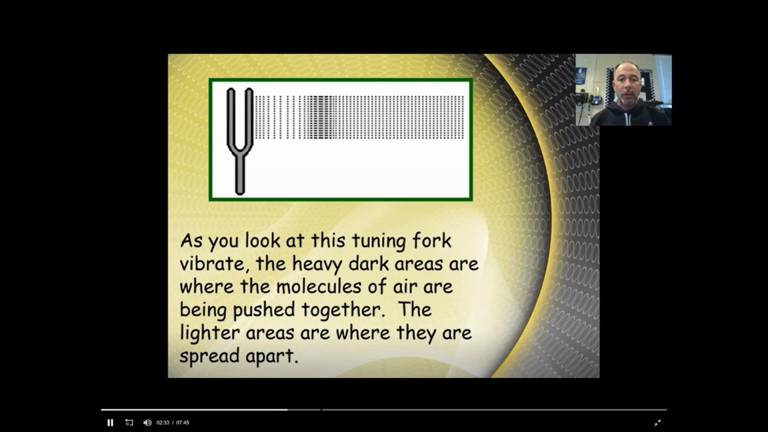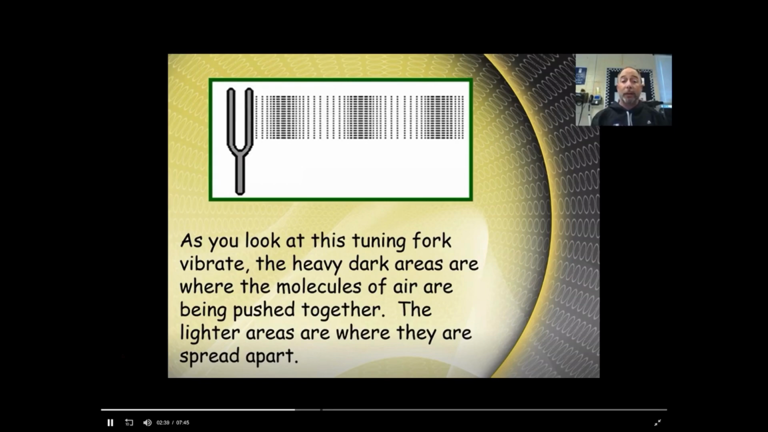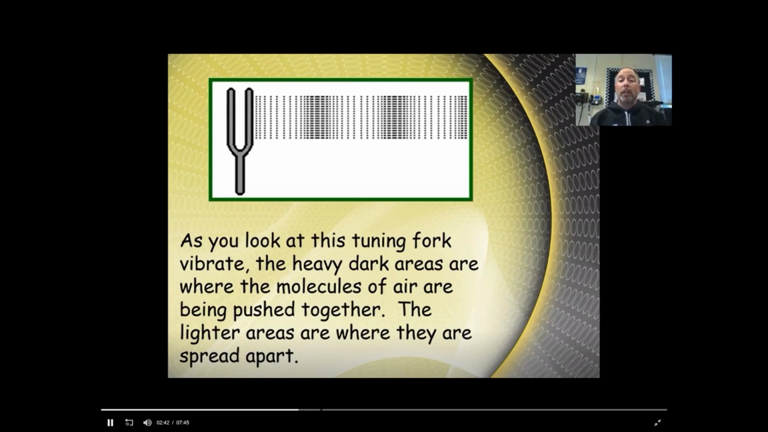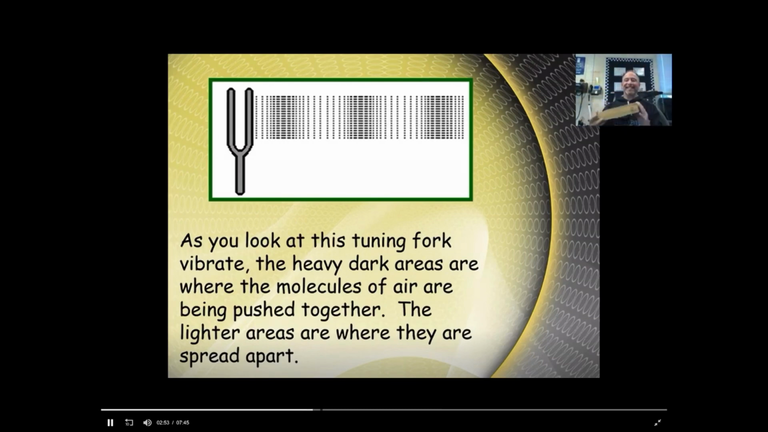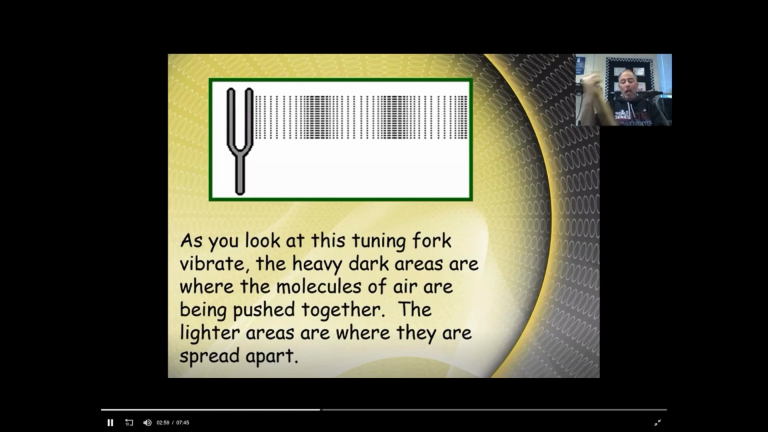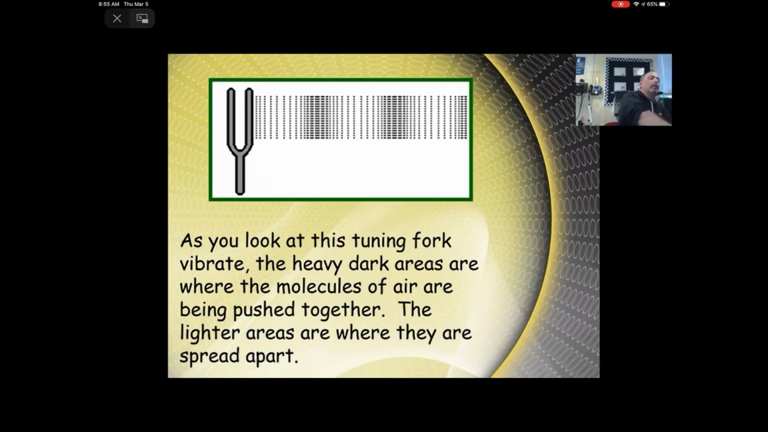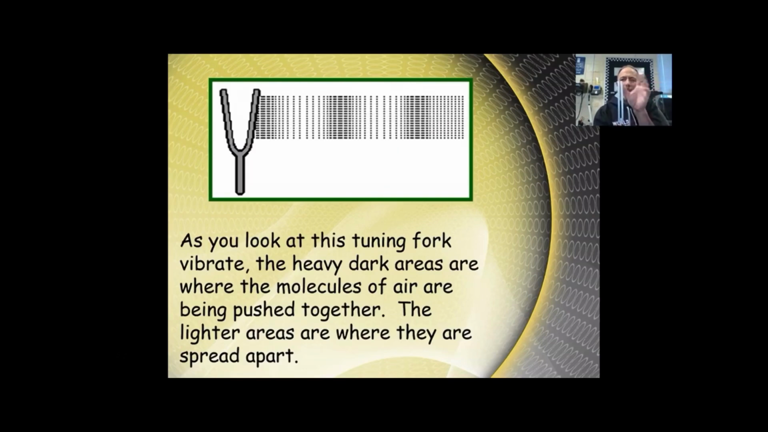Now, as you look at this tuning fork vibrate, the heavy dark areas are where the molecules of air are being pushed together. The lighter areas are where they are being spread apart. I know what you're saying. Gee, it'd be really great if you had a tuning fork here. I got the box set, actually, because, you know, it's a box and it's a set of them, and it's, never mind. This tuning fork is, in this case, a piece of aluminum, measured to a precise length and set to vibrate at a certain frequency, or how often they go back and forth.